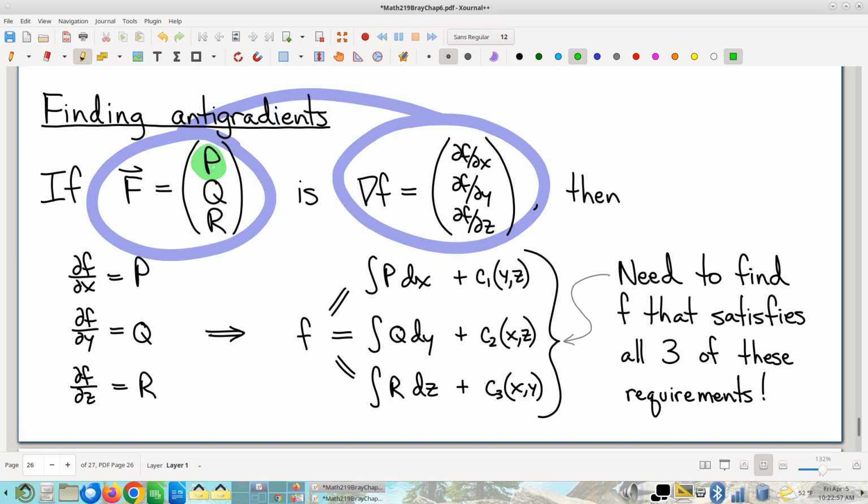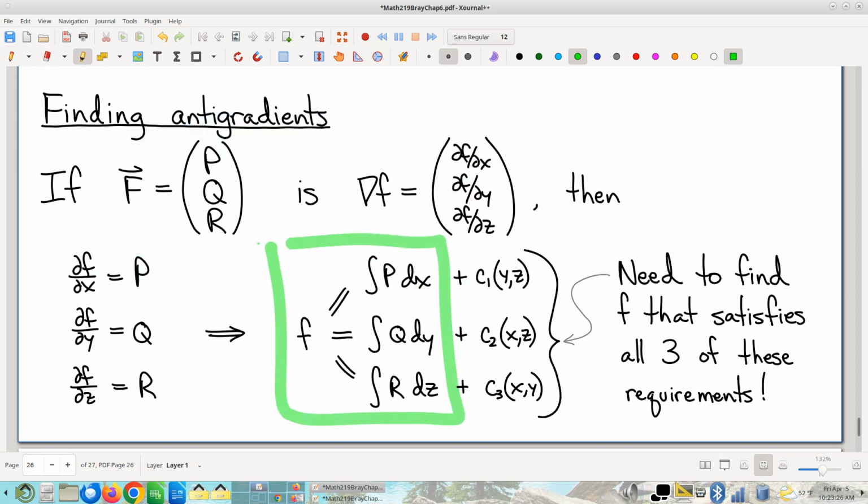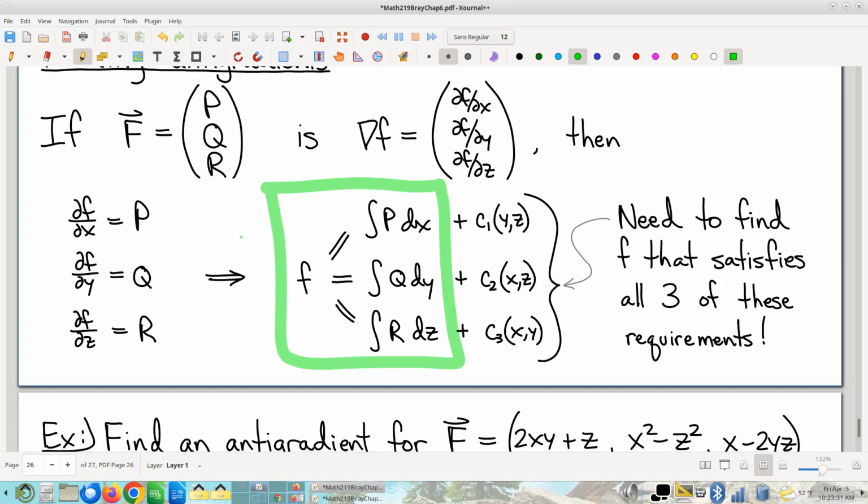So that means that the first coordinate of our vector field has to be the x partial of f. Or said differently, f has to be the x antipartial of p. Right, and then likewise, q is the y partial of f. That means f is the y antipartial of q. Et cetera. Okay, so altogether what that gives us is these three equations right here, but of course those aren't the whole equation.